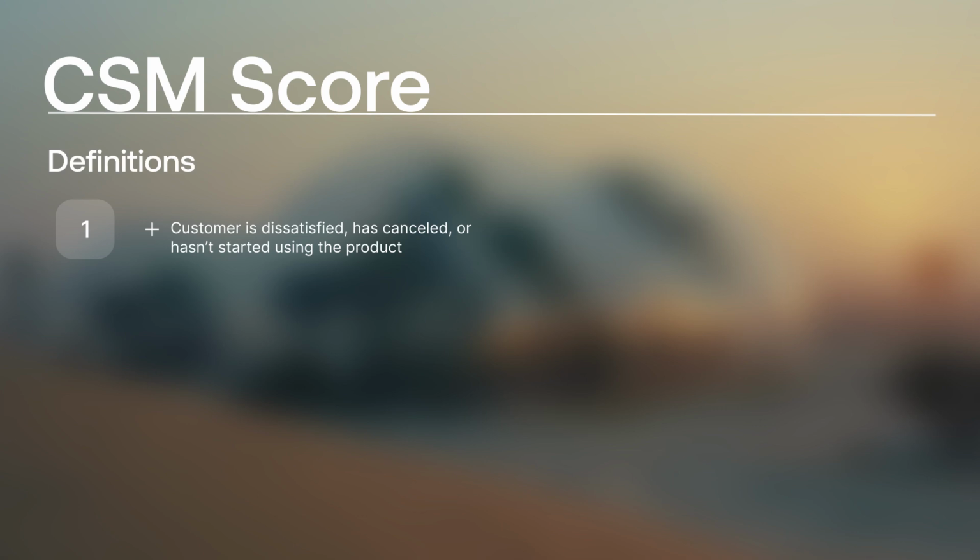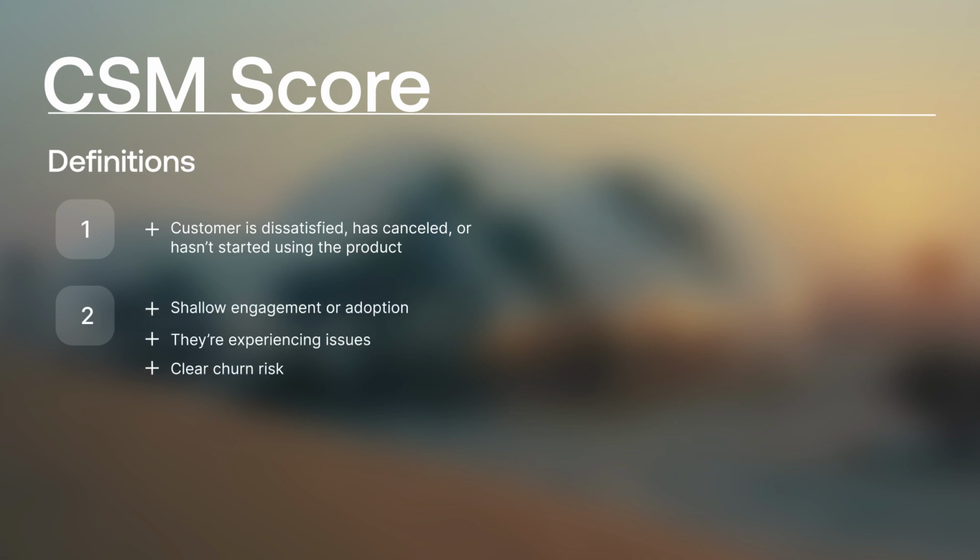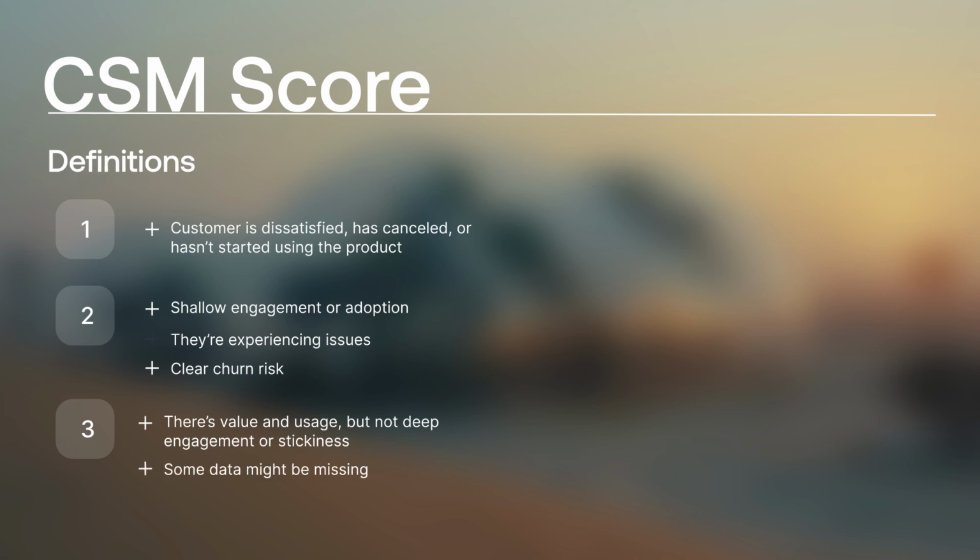It's key to define what each rating means and train your team how to use it consistently across all accounts. Here's how we define the scores at PlanHat. A score of 1 means the customer is dissatisfied, has canceled, or hasn't started using the product. 2 indicates shallow engagement or adoption, or they're experiencing issues. This is a clear churn risk. 3 means neutral. There's value in usage, but not deep engagement or stickiness. Some data might be missing.